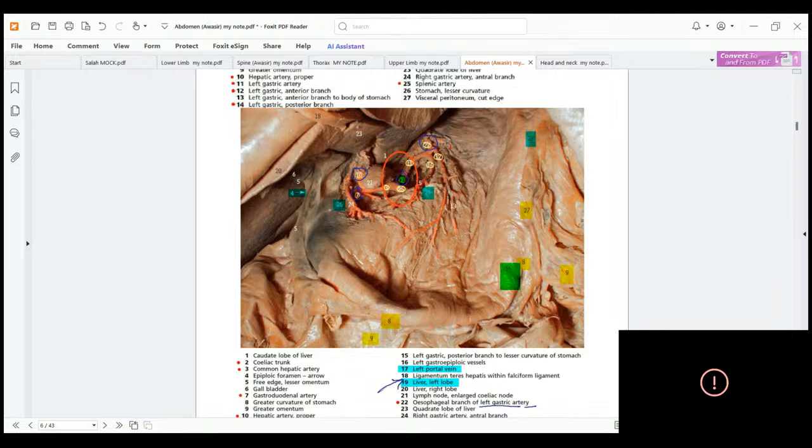2 is celiac trunk. Celiac trunk has 3 branches: left gastric 11, splenic 25, and common hepatic 3.